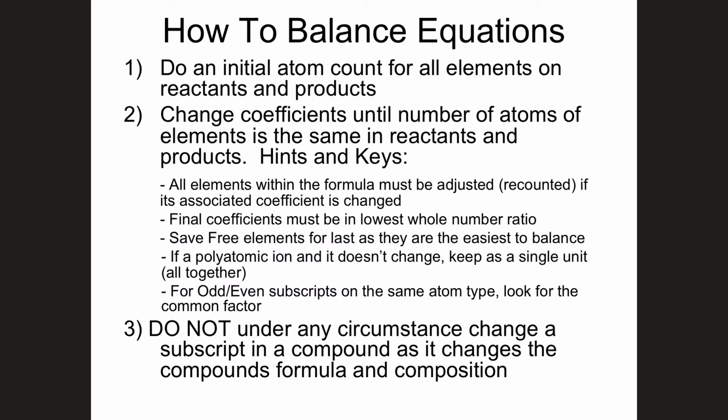Okay, so here's the quick tutorial or walkthrough of how to do this. What we're going to do is an initial atom count for all the elements on the reactants and product side. We're going to change coefficients until the number of atoms of the elements is the same in reactants and products. There are a couple of hints and keys, and I'm going to go through those as we do them. And under no circumstance are we ever going to change the subscript in a compound to help us balance a chemical equation. By changing the subscript, we are now changing the formula and the composition of that material, and we cannot do that.